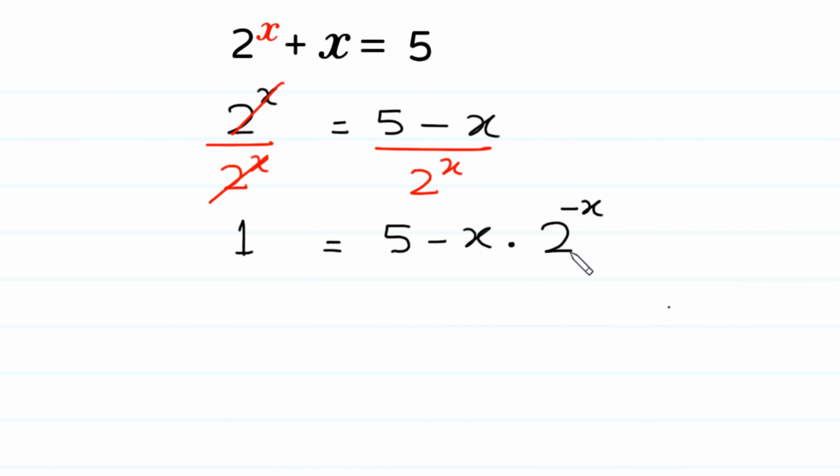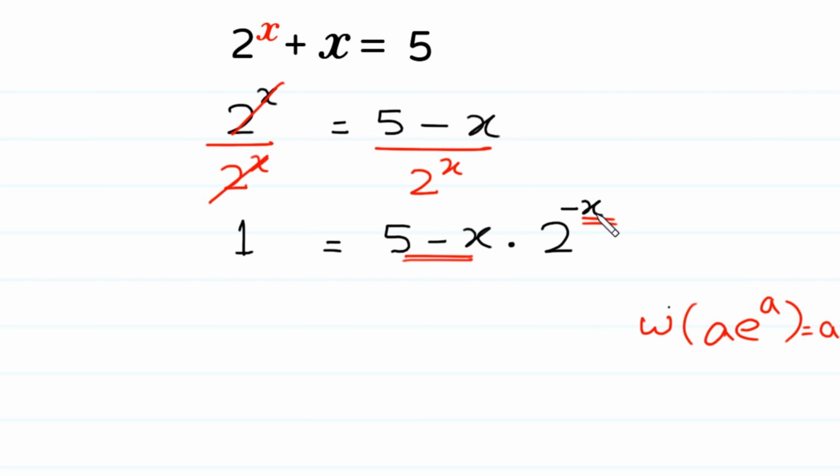Now we want to use here Lambert W function. That is, if we have a times e to the power a and we apply here Lambert W function, we get a. It means anything times e to the power that thing, and we apply this Lambert W function, we get that thing. And to apply Lambert W function here, we must have same thing here as here. But now here we have 5 minus x and here we have negative x.